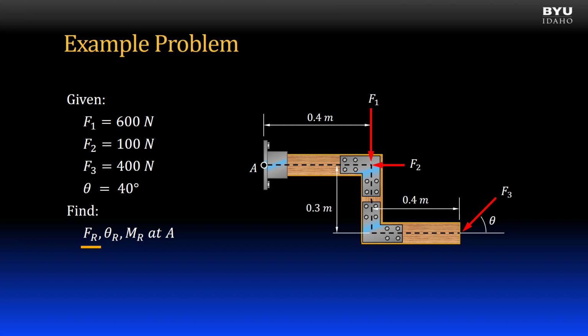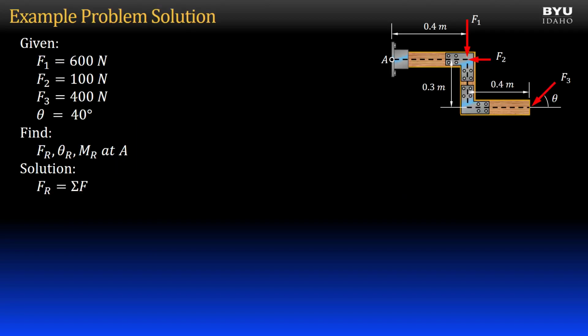We will find the magnitude of the resultant force at point A, its direction, theta, and the resultant moment at point A. Let's begin with the magnitude of the resultant force. We will get it by summing forces in the x and y directions.